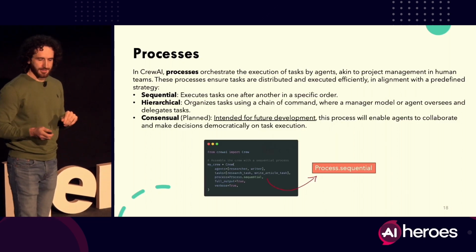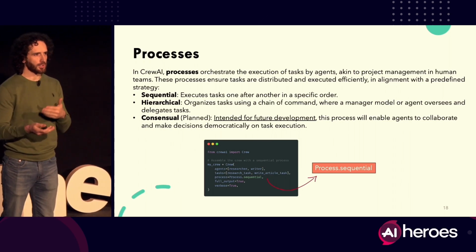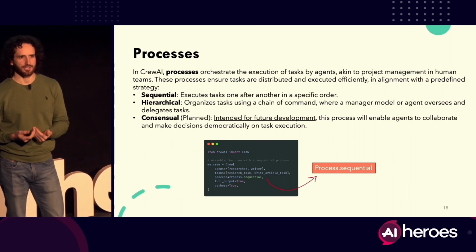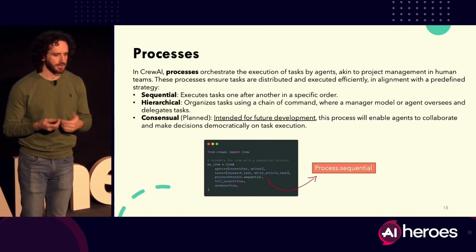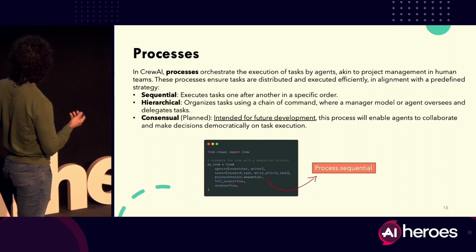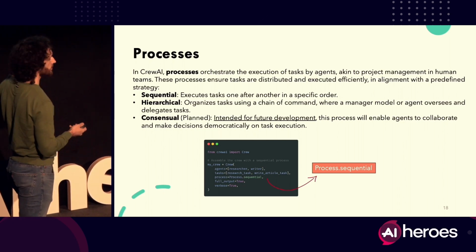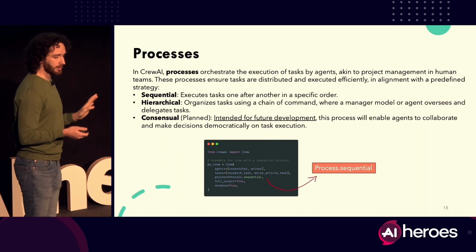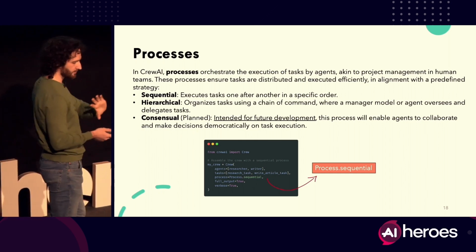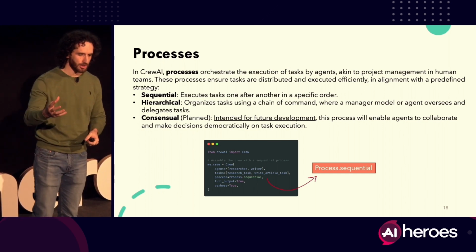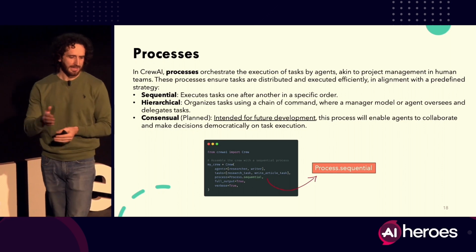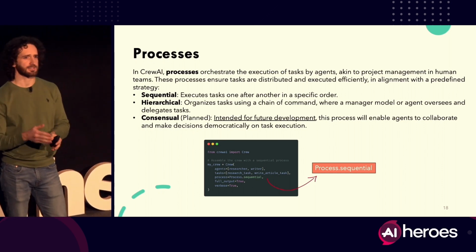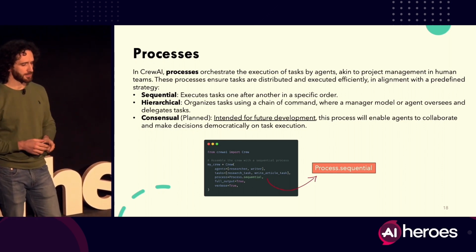Speaking of process, what happens when you want to create some sort of orchestration? You can do it in a very simple way. You can just use sequential, but if you want, you can also use hierarchical. This is very powerful. So when you use sequential, basically you execute one task after the other. So you're not doing anything special.